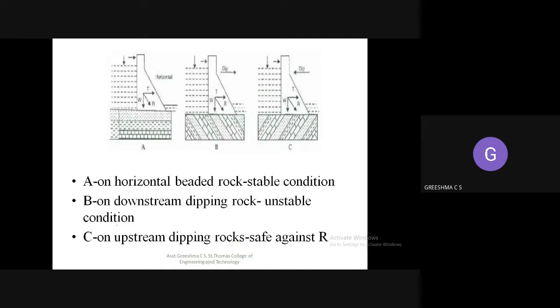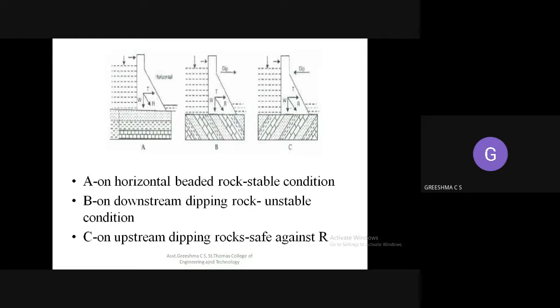Okay, so in this picture they have shown three figures, A, B and C. A indicates the most favorable condition, B indicates unstable conditions, and C indicates safe against resultant force. Let us look in detail.